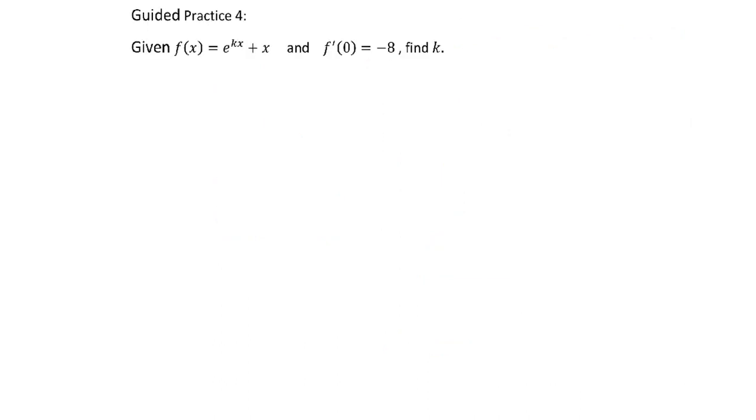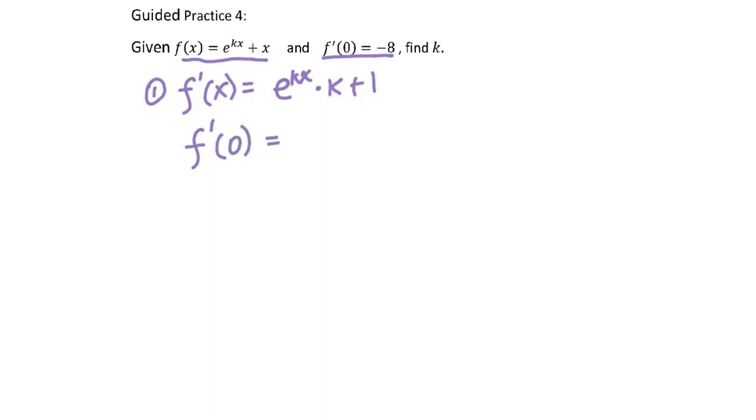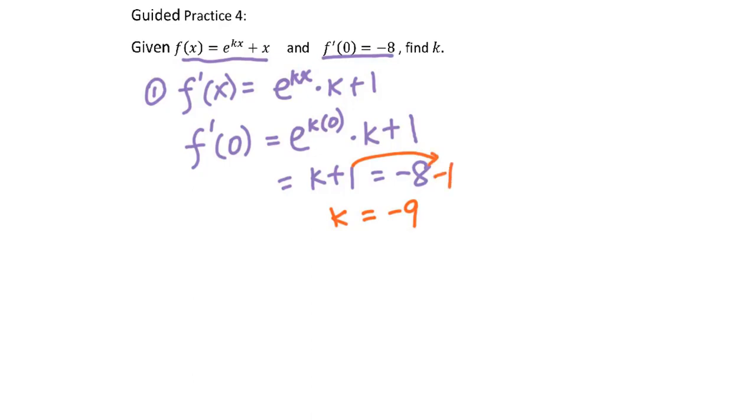Now let's go to guided practice 4. Given f of x equals this, and f prime of 0 equals negative 8, find the k. First of all, you need to figure out the derivative of f of x. So you get e to the kx power, then times the derivative for kx, which will be k, plus, the derivative for x will be 1. Then the f prime of 0, you will get e to the k times 0 times k plus 1. That is 1 times k, because e to the 0 power will be 1. So k plus 1 equals negative 8. Therefore, your k equals negative 9. You minus 1 on both sides. That will be your answer.